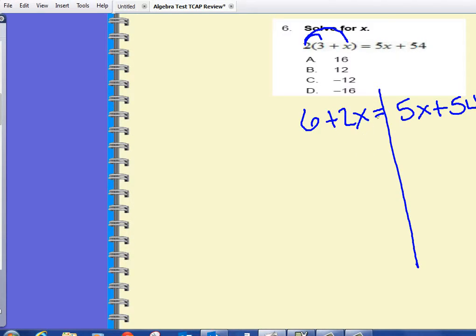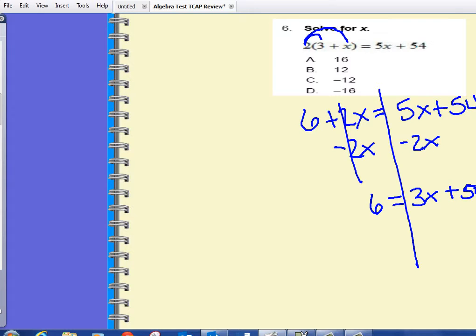So in that case, I always like to keep it positive if at all possible. So I'm going to move the 2x. And in order to do that, I'm going to cross that line of scrimmage, so I have to do the inverse operation, which is, in this case, subtract. Minus 2x, minus 2x. That gets rid of it on this side. So now I have 6 equals 5x minus 2x, gives me 3x, and then bring down my 54.